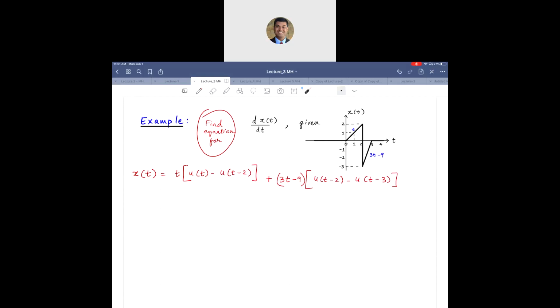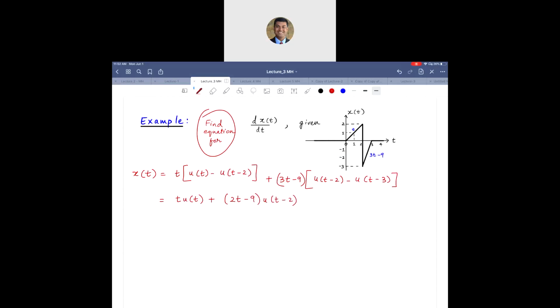Now I notice that there is a u of t, there is a u of t minus 2 here and here, there is a u of t minus 3. So I can combine the terms for u of t minus 2, u of t minus 3. So let's do that. For u of t, I can just leave it as is, t u of t, plus for u of t minus 2, I have 3t from here minus t from there. So I have 2t and minus 9, u of t minus 2.